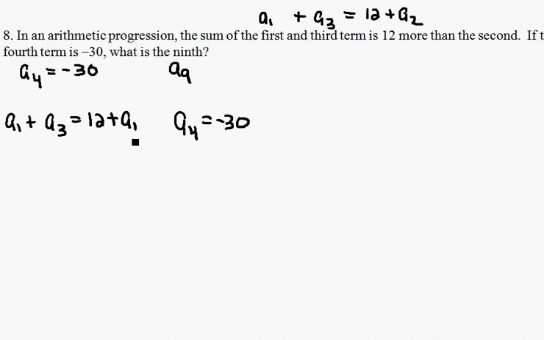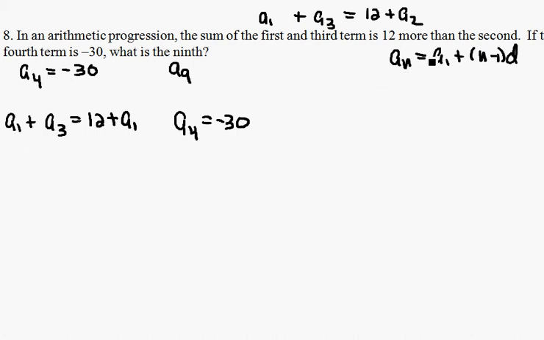I would like to make it so there's only 2 variables and 2 equations. Well, I have 2 equations. I just need to reduce this down to only 2 variables. Well, the general term of an arithmetic sequence is a sub n equals a sub 1 plus n minus 1 times d. Well, the first term is a sub 1.